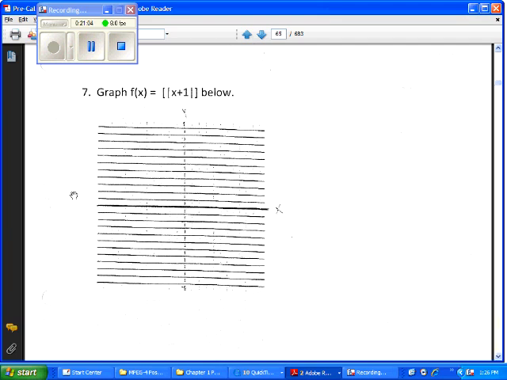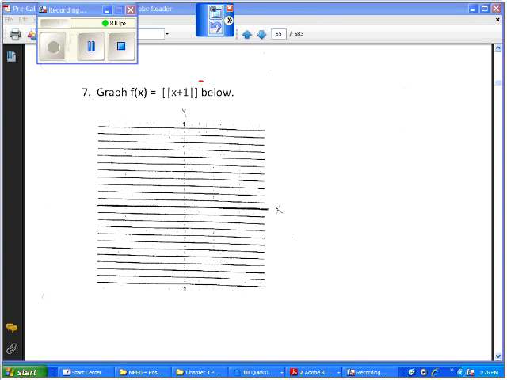Number 7. What we just did was less than 7. This last problem is less than 8. And the question that I have to ask you is, what does that right there mean? Well, the answer I heard was absolute value. This right here represents absolute value, correct?